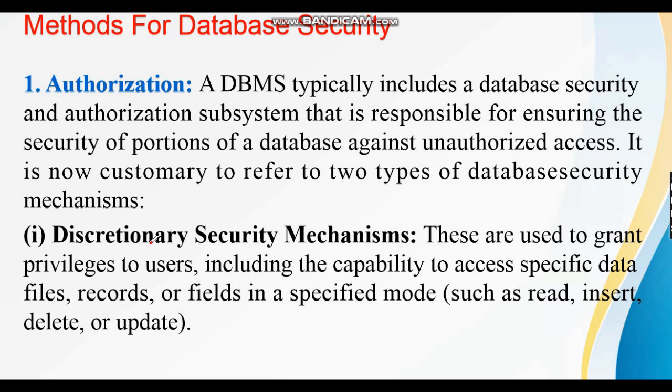Very first one is what? Discretionary security mechanisms. Okay, discretionary security mechanism. These are used to grant privileges to users, including the capability to access specific data files, records, or fields in a specified mode, such as read, insert, delete, or update, right?